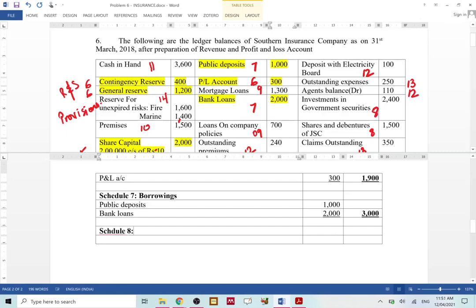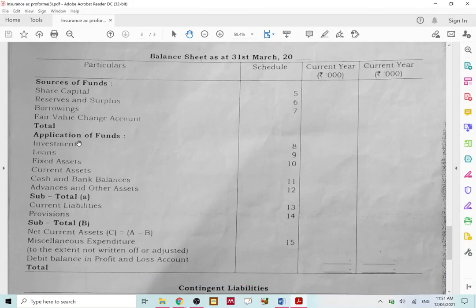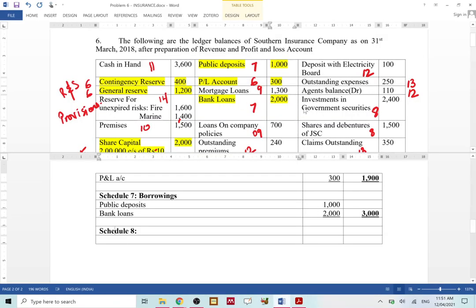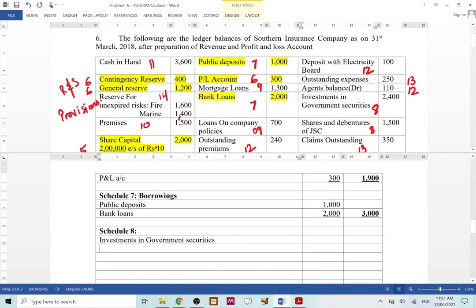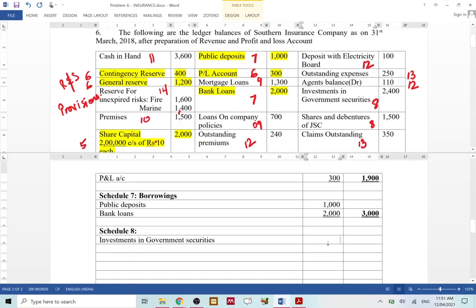Let's see schedule 8. What do we have under schedule 8? Schedule 8 is all the types of investments. Anything that your insurance company has invested elsewhere comes under schedule 8. Okay, and we have marked a couple of investments that we have here. Investments in government securities is one. Then you have 2400, the investments in government securities, and there are also shares and debentures of a company called JSC.